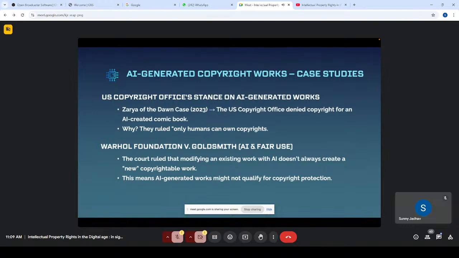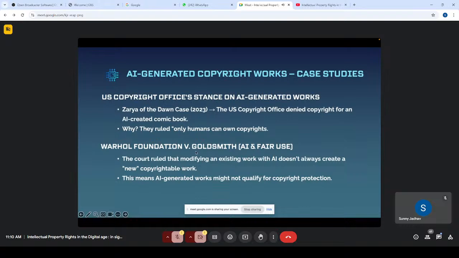So the Copyright Office denied the copyright, ruling that only humans can own copyrights. An AI system is not a legal personhood, not a legal entity or person. So if you are not a person or any legally recognized entity, how can you own any right? That was the only basic principle here.